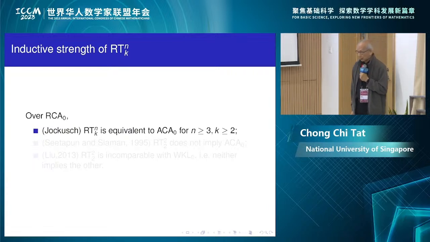In other words, you require something more than what's called recursive comprehension. You require the knowledge of the halting set and the jump and so on and so on, in order to solve Ramsey's theorem for n at least 3 and k at least two colors.